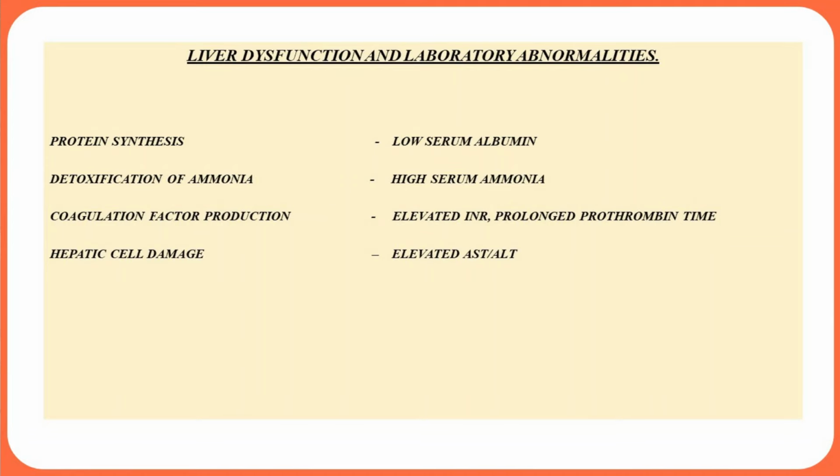I hope you got an idea, and there are some extra points related to end-stage liver disease. Especially whenever we study, we have to understand the liver dysfunction and its connection with the lab values. Protein synthesis problems may lead to low serum albumin. Detoxification of ammonia problems mean an increased level of ammonia in the blood, which leads to high serum ammonia and hepatic encephalopathy. Then coagulation factor production issues lead to elevated INR and prothrombin time. Then, whenever there is damage to the liver cells, it will lead to elevated AST and ALT. So this is just for an understanding.